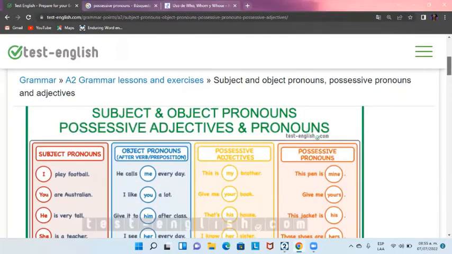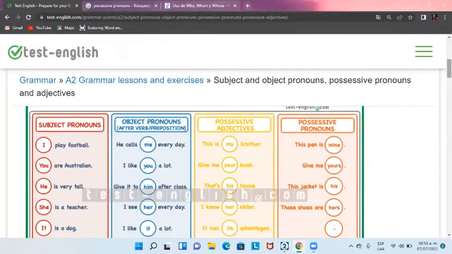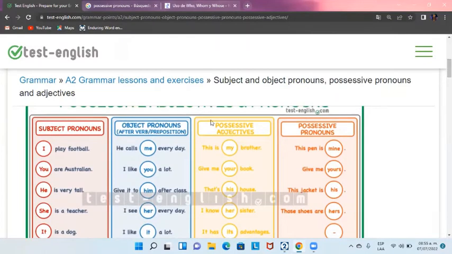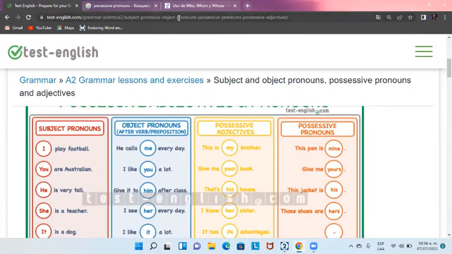You see the website. Okay, so our book only takes about our possessive pronouns, okay? But this is good to make the main difference between all of these pronouns. In English we have subject pronouns, object pronouns, possessive adjectives, and possessive pronouns. We have 4 categories of pronouns, and you can see here what is the use of these ones.